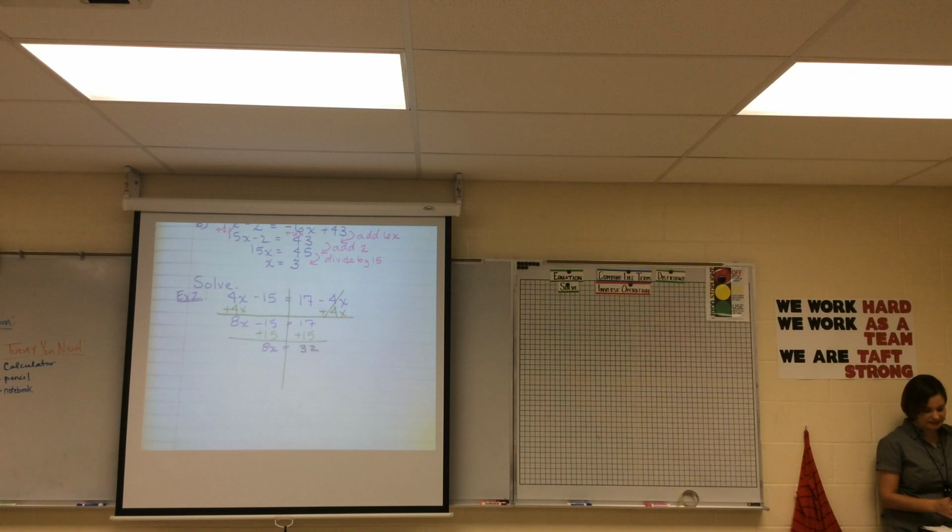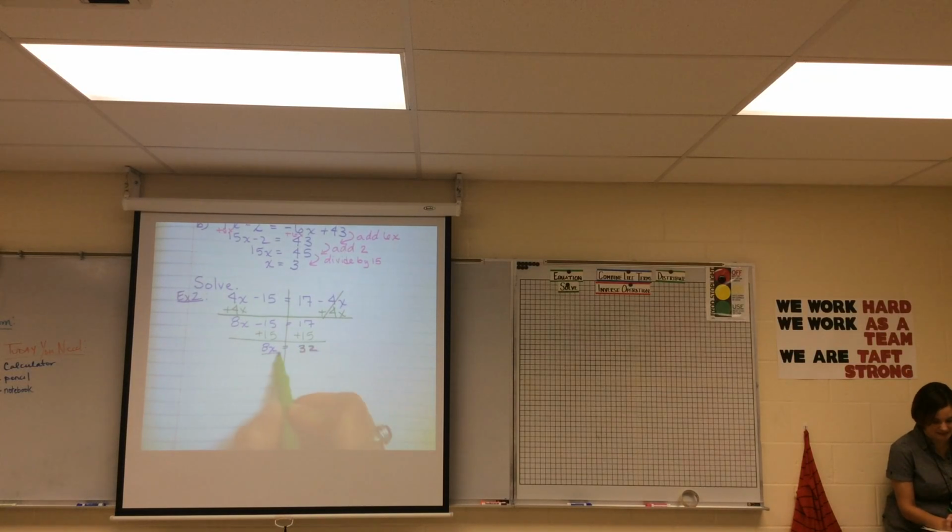All right, and finally, how do I get rid of that coefficient? Divide both sides by 8. So then I've got x equals 4.